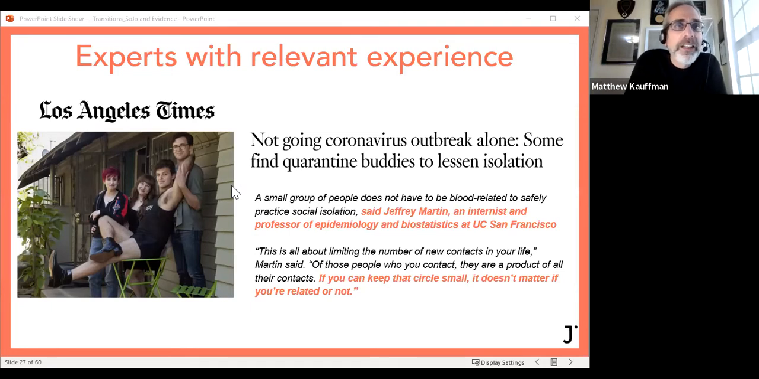But Jeffrey Martin, a professor of epidemiology and a biostatistician, chimes in here, knowing what he knows about viruses. He writes, if you can keep the circle small, it doesn't matter if you're related or not, that can still be a safe way of limiting your contacts. He doesn't have data to back that up. But based on his experience, this is someone who knows what he's talking about, and what he's saying makes sense. Then that's evidence that absolutely counts. And it can be strong evidence if you get someone with real expertise; that can be compelling and help make your case.